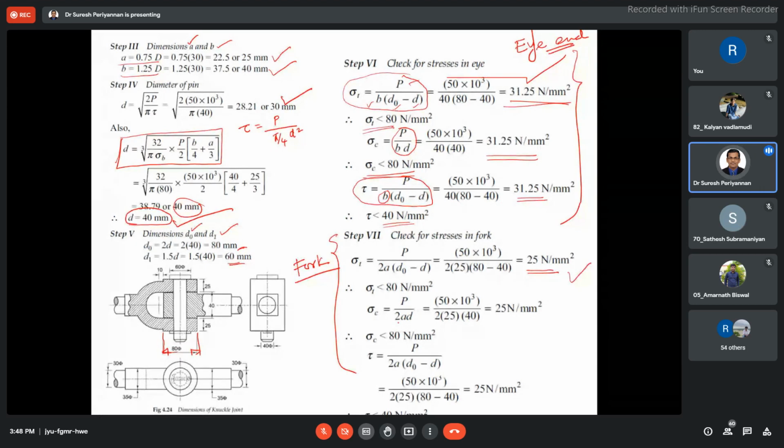Now this is going to be crushing failure in the fork. Here, crushing failure in the fork, then this is 25 Newton per mm square.